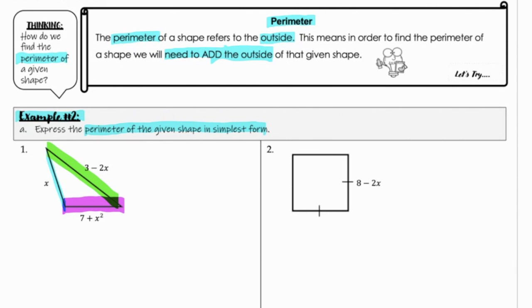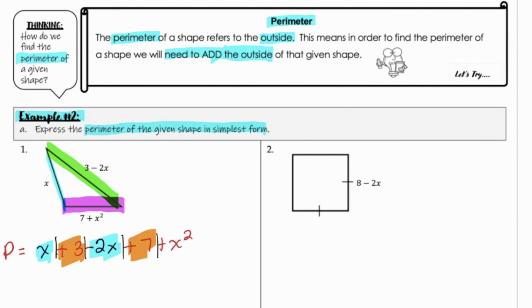So in order for me to find the perimeter, P for sure, what we're going to do is add all the sides, all the outside. So we have x plus 3 minus 2x plus 7 plus x squared. And at this point, for me to add, I'm going to take what I did before, highlight my like terms, and put them together.